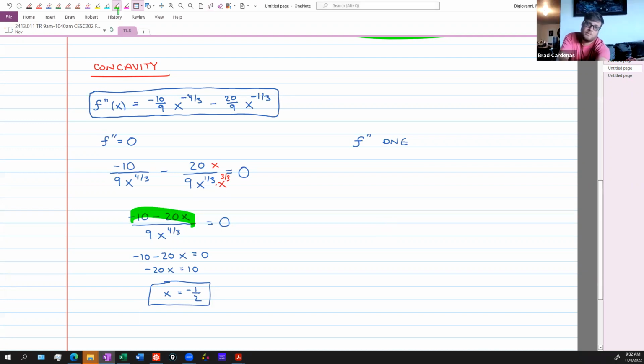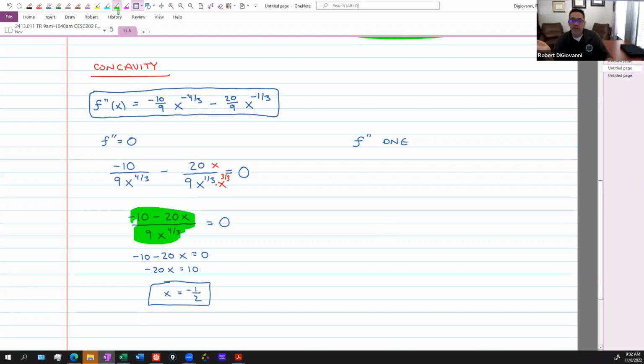Zero. Yeah, I'd look at this one here in green. 0 again, right? For the same reason as before. So x equals 0. So we have two critical numbers. I'm going to draw them on a number line right here. I have -1/2. And I have 0.